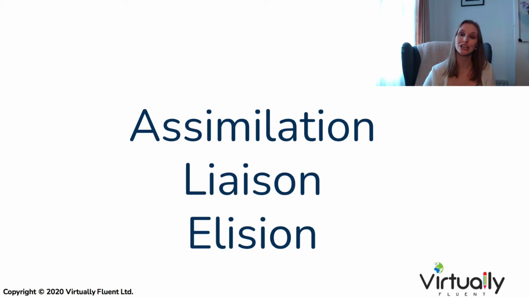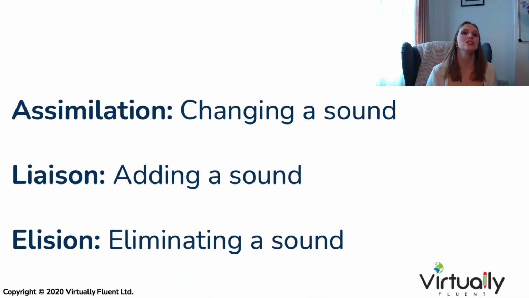That's called catenation, but we do have some other techniques too. These are assimilation, liaison, and elision, and these are really common in English conversation. So assimilation is when we change a particular sound at the end of a word so that it can easily connect onto the next word. This is most common when we have two very similar sounding consonants at the end of one word and the beginning of a next. The next one is liaison, and this is when we insert an extra sound.